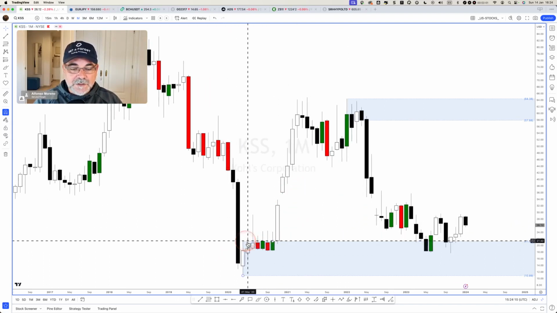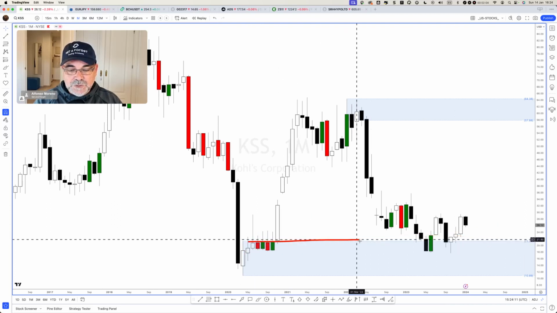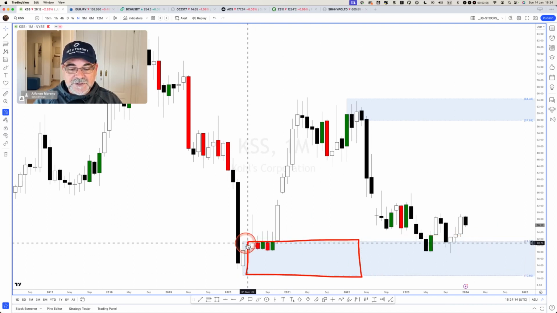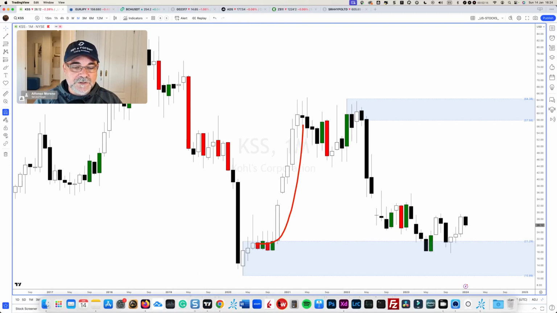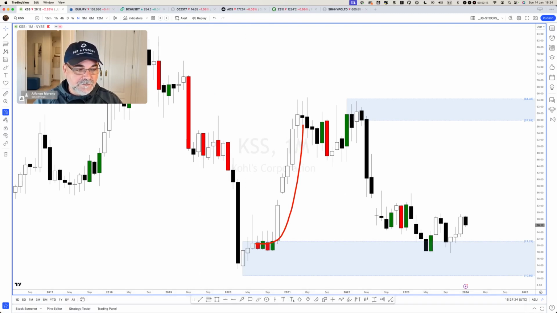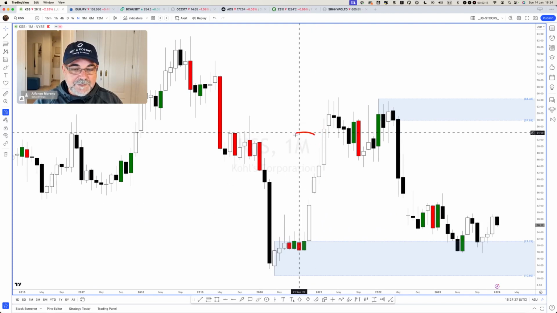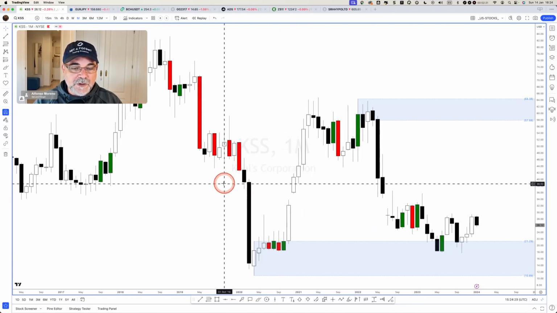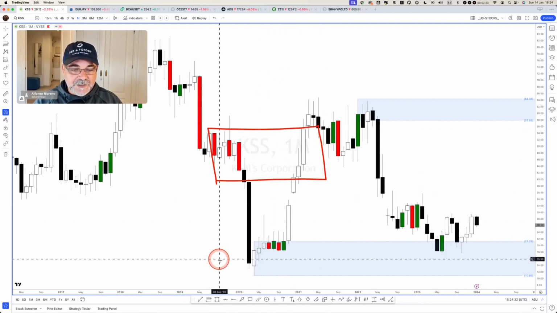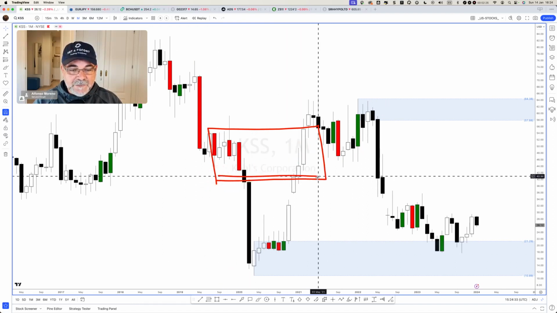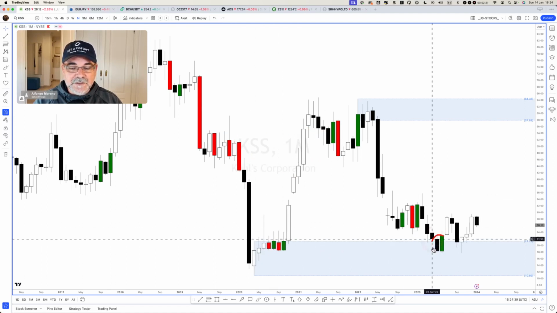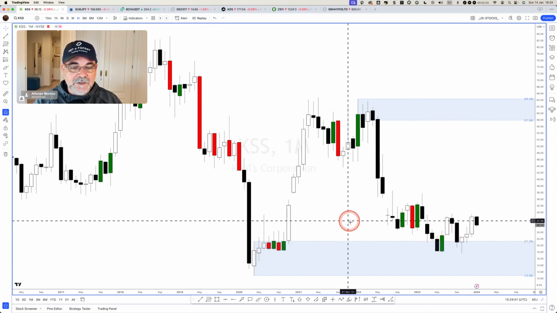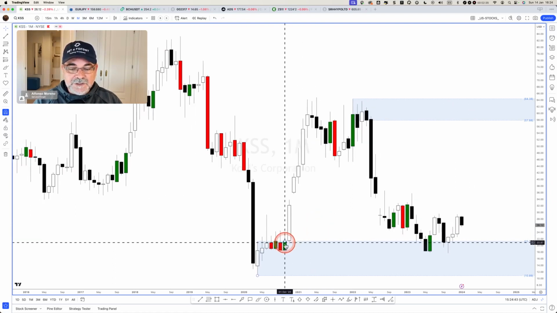So here, at this area over here, this blue rectangle represents a monthly demand level, an imbalance. And look at the strength of this imbalance. This is Kohl's Corporation, as I said before, and this is the monthly time frame, 1M. You will always see on my watermarks that the center of the screen shows the name of the company, the time frame, and the ticker. Every single candlestick represents 1 month of time.